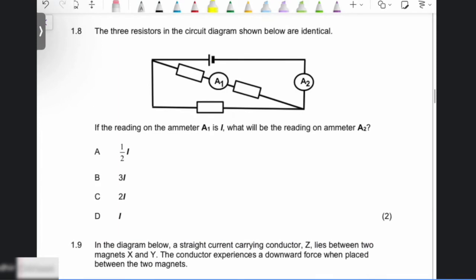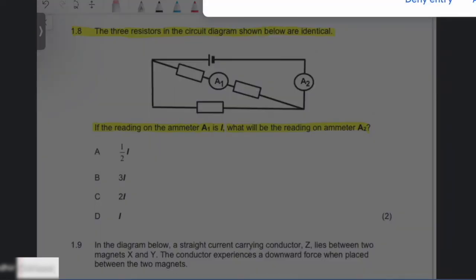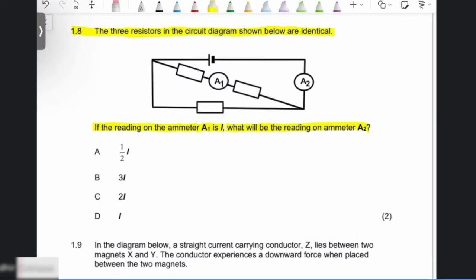Now, 1.8. It says the 3 resistors in the circuit diagram shown below are identical. Fine. It says if the reading on the ammeter A1 is I, what will be the reading on ammeter A2? Okay, important. Here they say that they are identical, guys. So now we need to go and use this information.